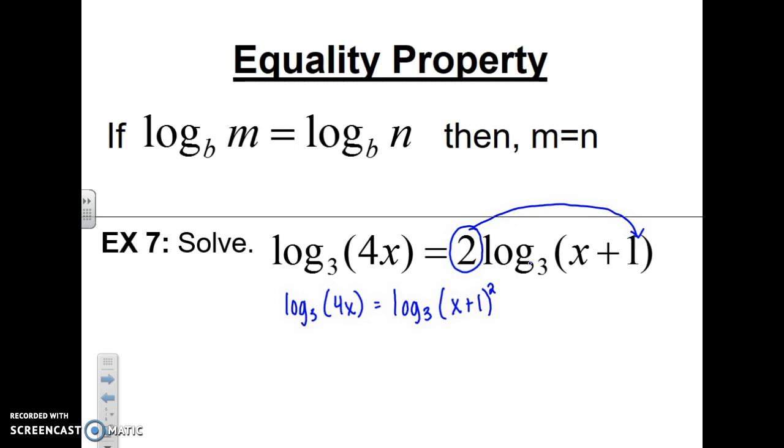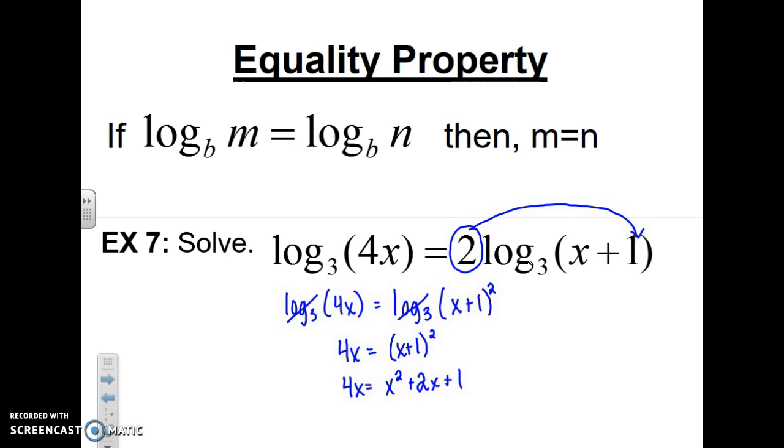So now, at this point, we have log base 3 of something equal to log base 3 of something, so we can drop those logarithms on both sides. So I have 4x equals (x plus 1) squared. So 4x will equal x squared plus 2x plus 1. You're multiplying that out, (x plus 1) times (x plus 1).